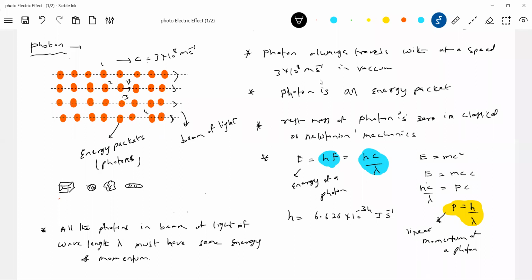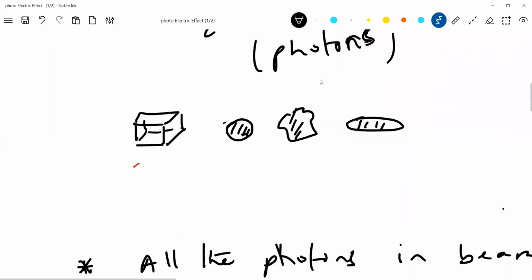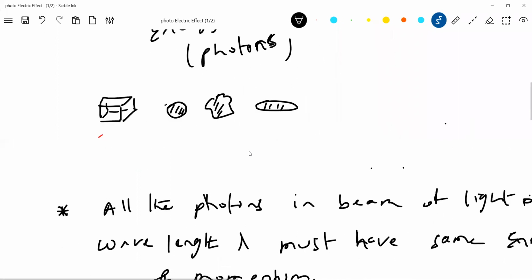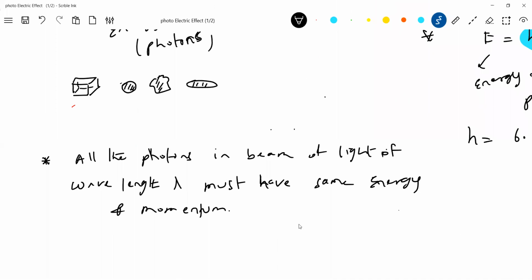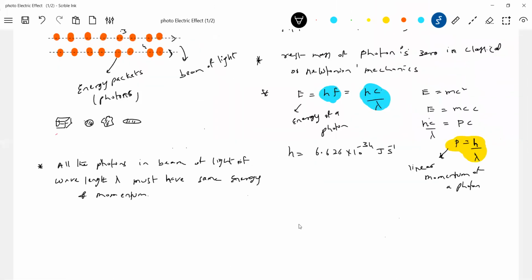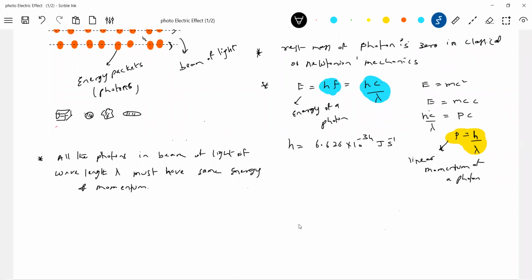momentum. And next, will these photons interact with electric and magnetic fields? The answer is no. They will not be deflected by electric and magnetic fields. The photons will not interact with any electric or magnetic field. So what is the charge of a photon? It should be zero. Photons are not deflected by electromagnetic field.